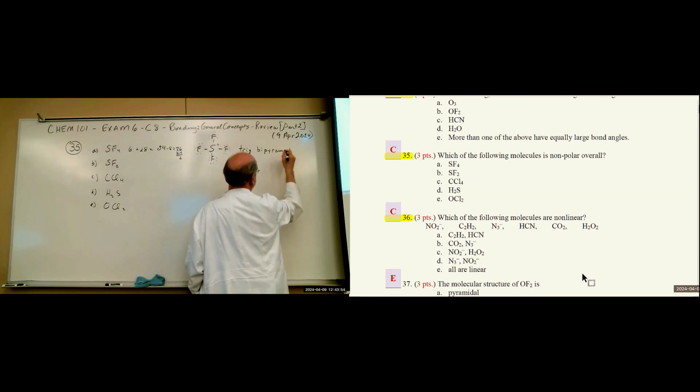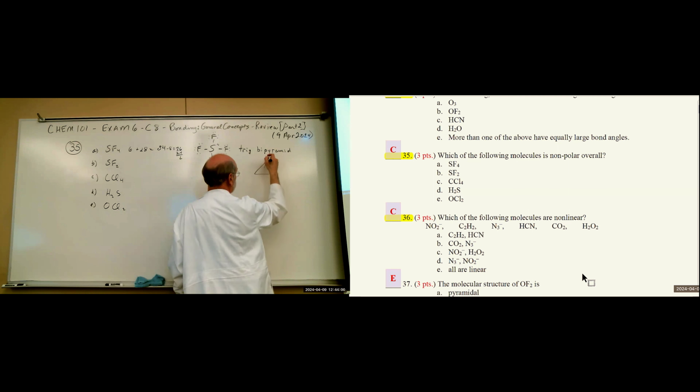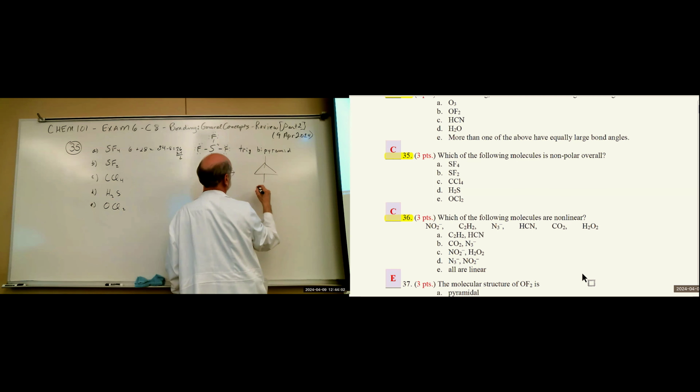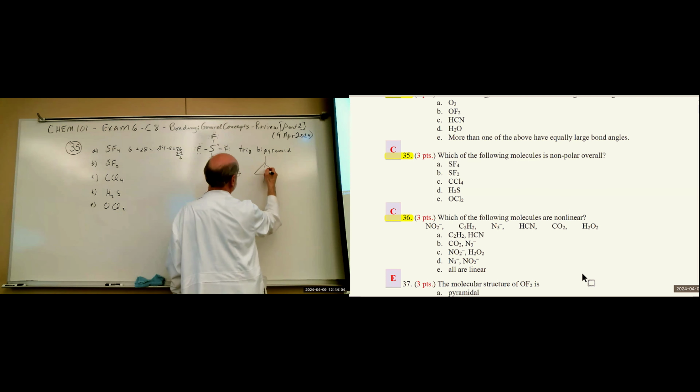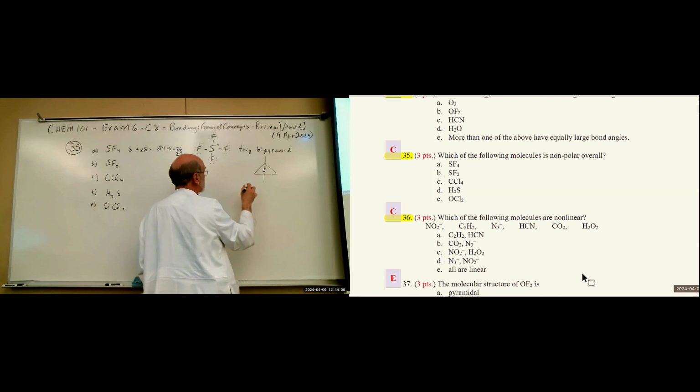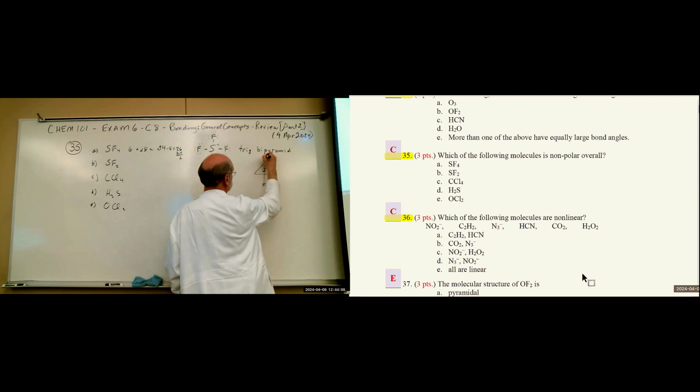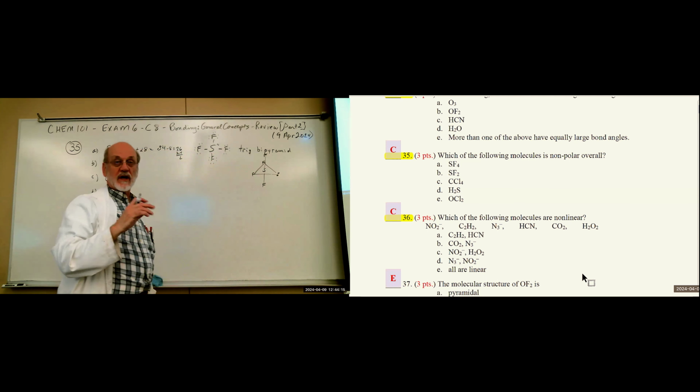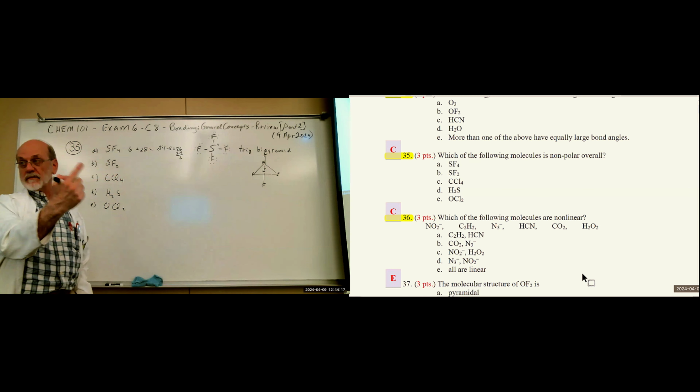When we draw the trigonal bipyramid, we have a triangle in the middle, and we have one up here and one down here. In the middle we have the sulfur. And we're going to have fluorine there, fluorine in the back, fluorine here, and there's our lone pair. Remember, in the trigonal bipyramid, lone pairs go on the triangle.